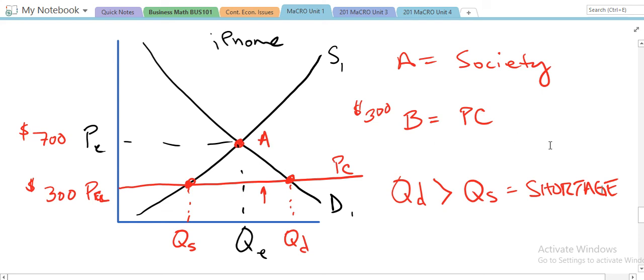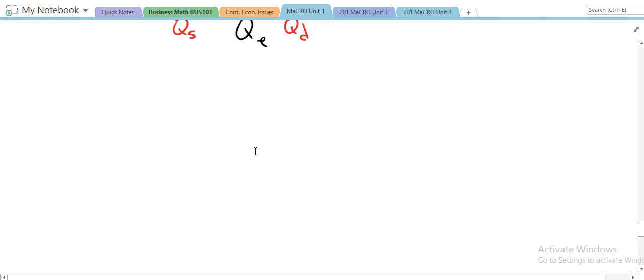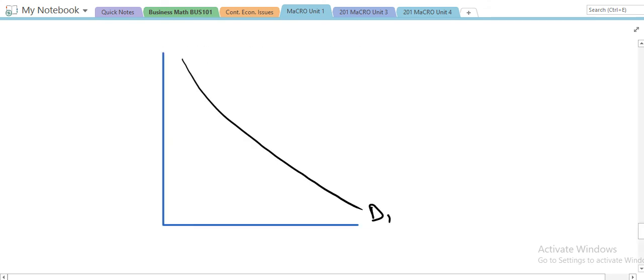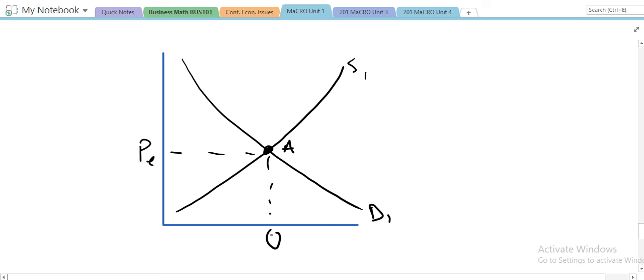Remember, the price ceiling, if you notice here, is below the equilibrium price. All right, let's take a look at a price floor. We're going to draw our y and x axes here, and we are going to put our demand in here, and our supply curve. And we're going to put point A, and we have our equilibrium price and our equilibrium quantity.